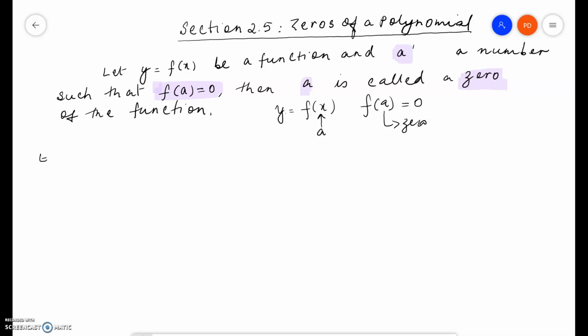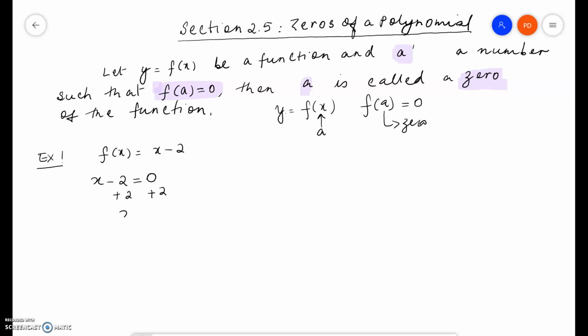So let's look at an example. Suppose the function is f of x equals x minus 2. This is a linear function. We want to find a value of x at which the function f of x equals 0. So f of x is x minus 2. I want it to be equal to 0. I want to find an x at which it would be equal to 0. I add 2 on both sides.